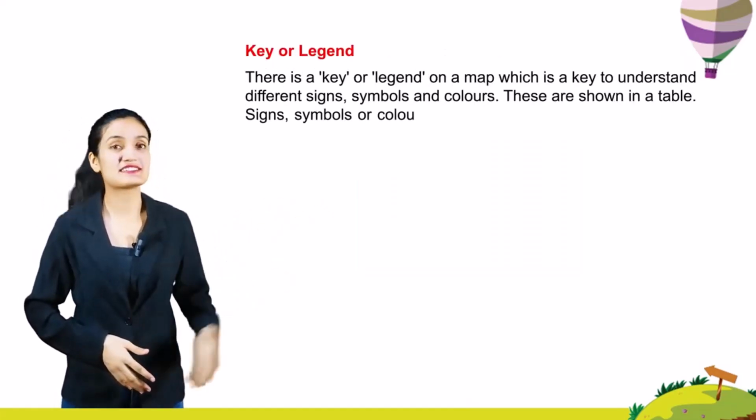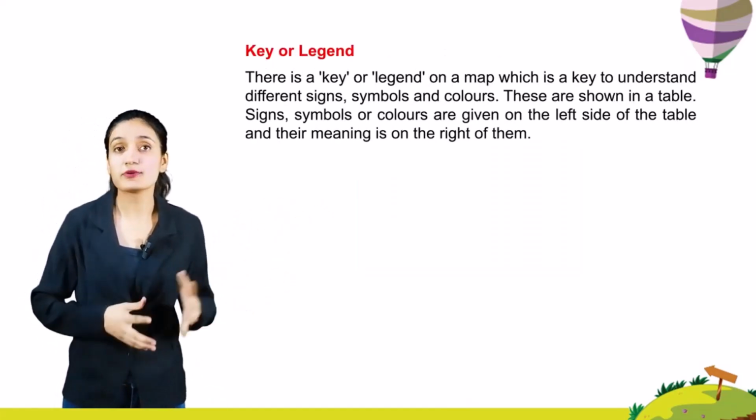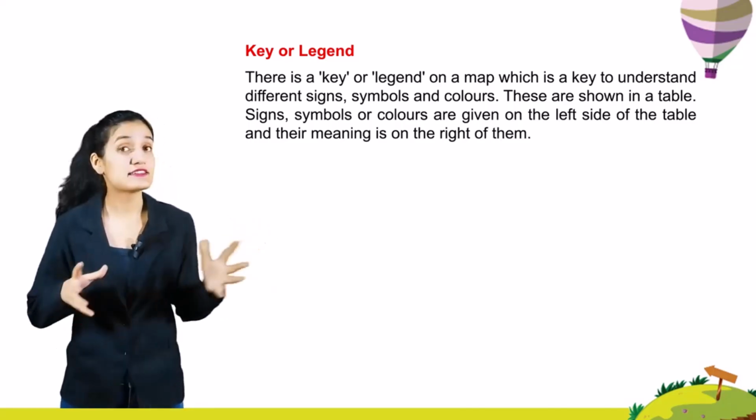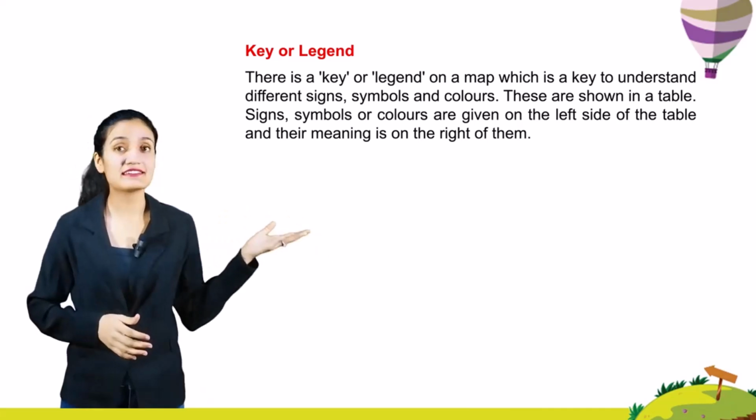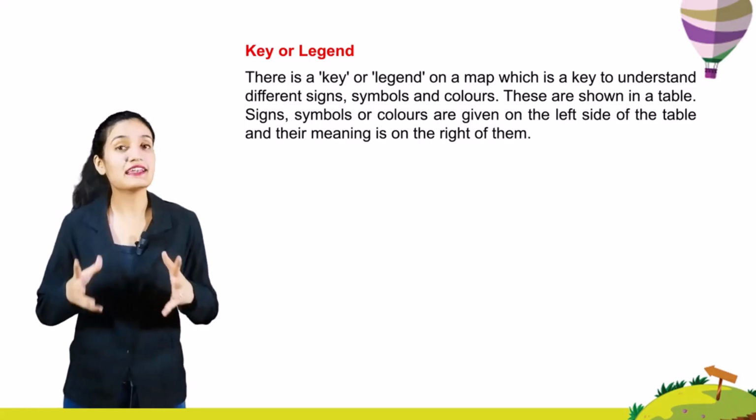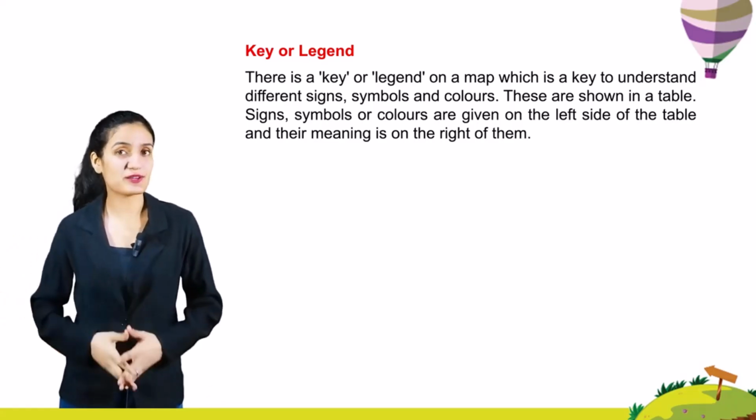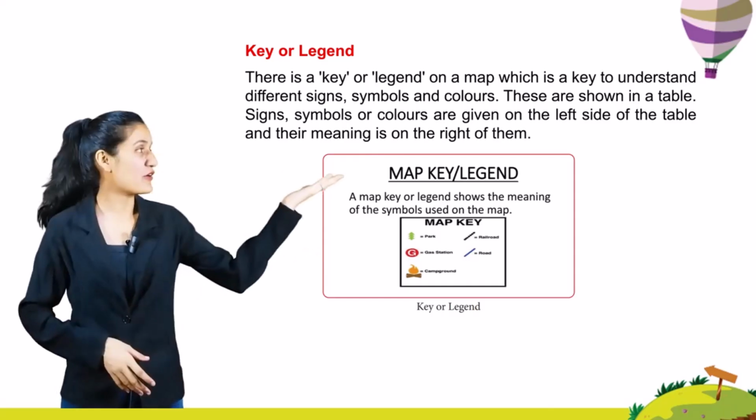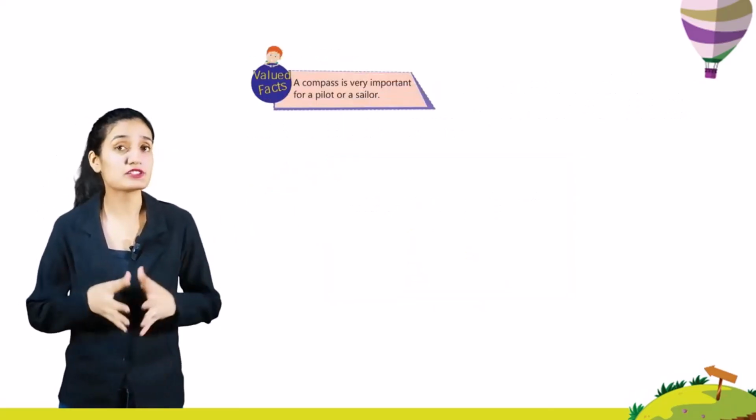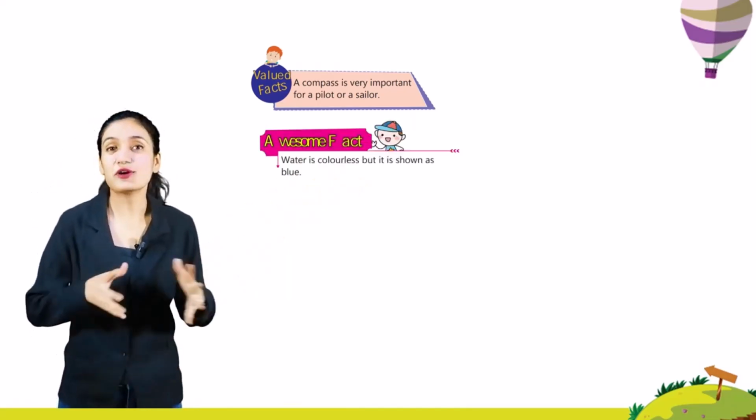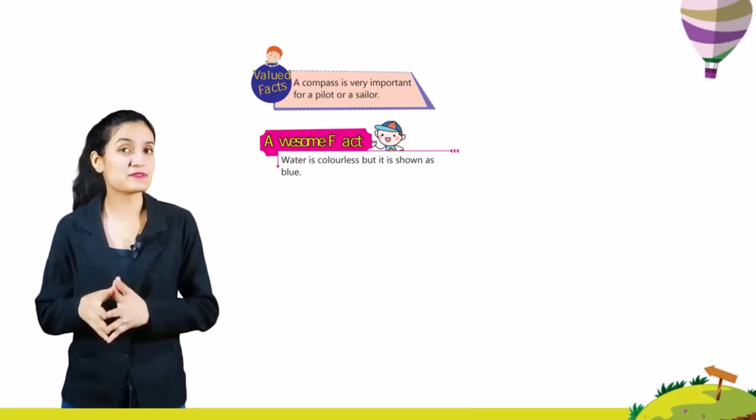Key or legend. There is a key or legend on a map which is a key to understand different signs, symbols and colors. These are shown in a table. Signs, symbols or colors are given on the left side of the table and their meaning is on the right of them. Here you can see map keys or legend. Now, valued fact. A compass is very important for a pilot or a sailor. Awesome fact. Water is colorless but it is shown as blue.